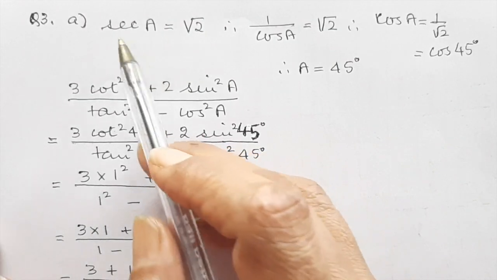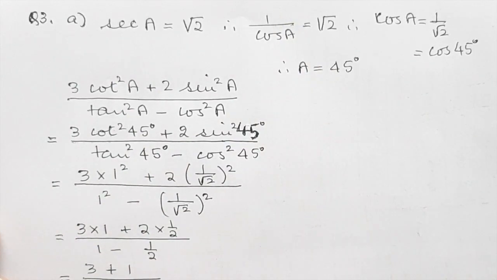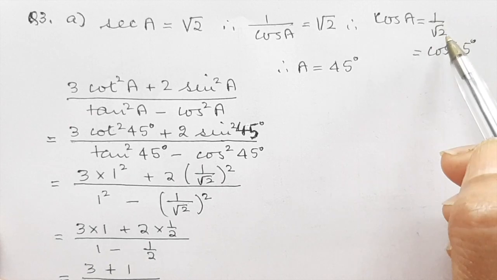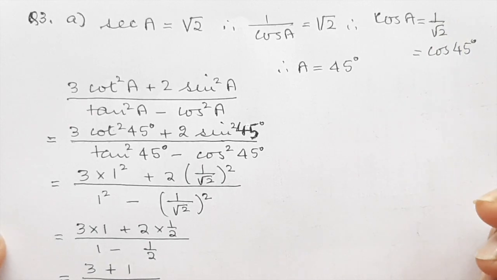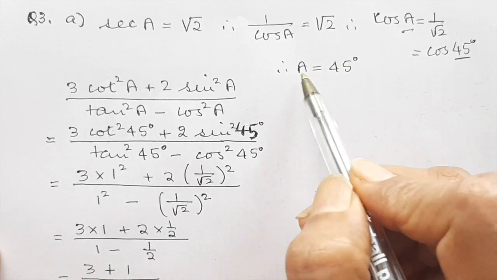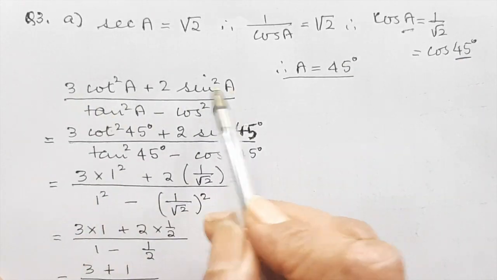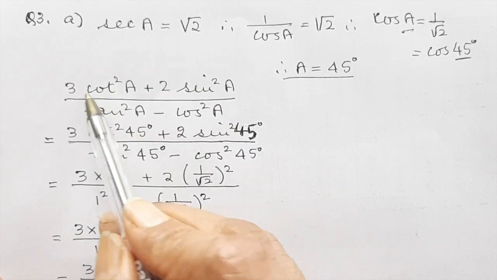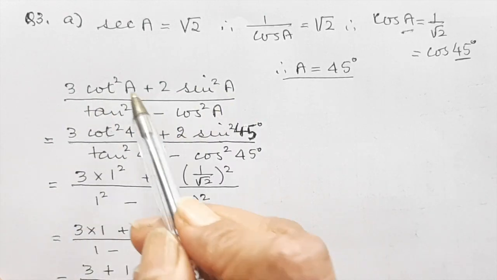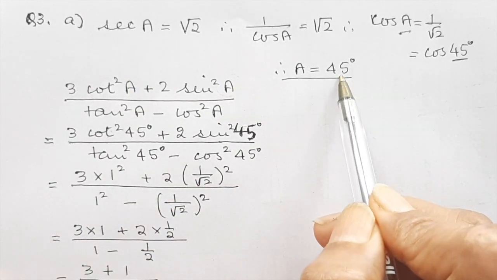So what I said earlier, the same thing I have written. So 1 upon cos A is root 2. So cos A is 1 upon root 2, which is cos of 45 degrees. So your angle A becomes 45 degrees. So we have written this. Now the given evaluation was for this expression. So we copy this down as it is, and wherever we see A, we will write 45 degrees.